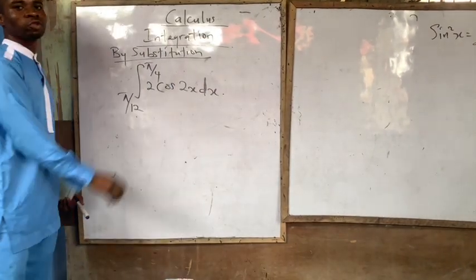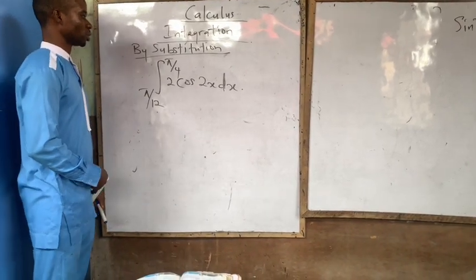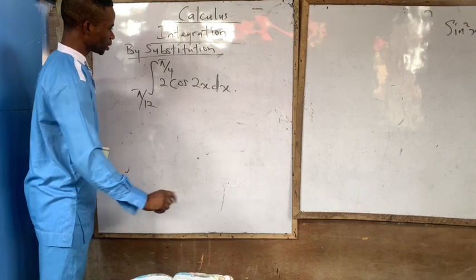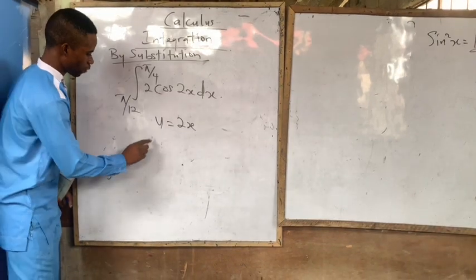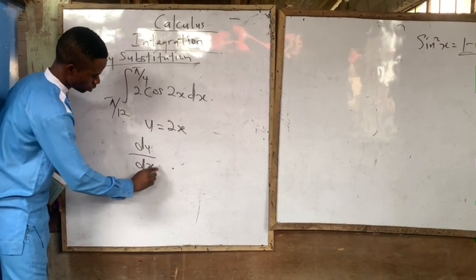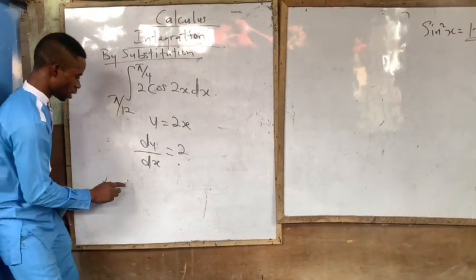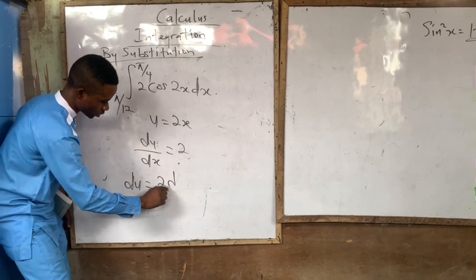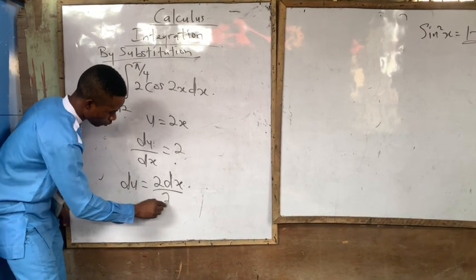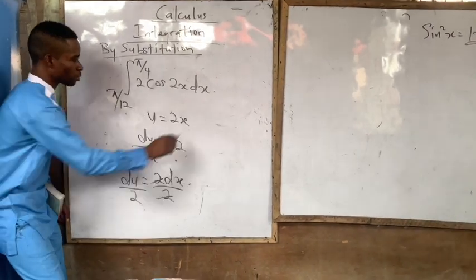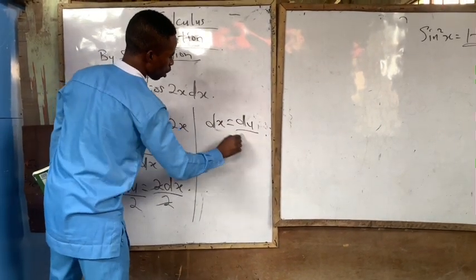Now, if we are given something like this, the integral of 2 cos 2x dx, how do we go about it? Just represent your u to be 2x. Find du/dx. du/dx is 2. Don't forget that our target is to find dx. That means du equals 2 dx. So if I divide both sides by 2, because I'm looking for dx, my dx is du all over 2.